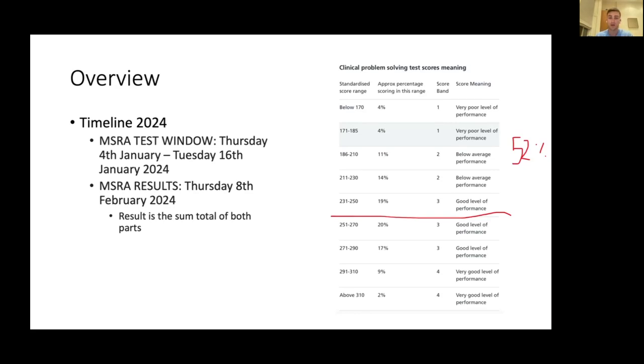I don't know what the timeline is going to be yet for this cycle. They release it a bit later once they start releasing your actual application windows on Oriel, so you can actually apply for the program. In terms of what we had last year, and I think that's a good thing to go off, the test window was January 4th to 16th, and you just had to select the time and book it in at some point in December.